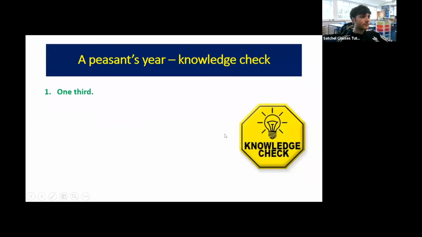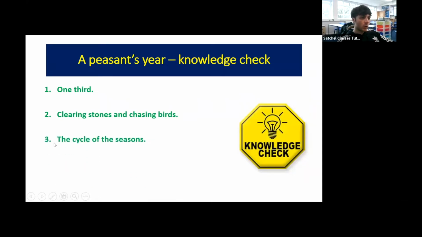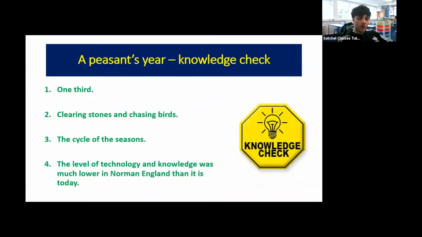So here we go. Question 1, it was about 1/3 of children that would die in infancy in the Norman times among the peasants. Question 2, the kind of work that peasant children would do was mainly clearing stones and chasing the birds away so that the tools didn't break and the seeds didn't get stolen. Question 3, the main thing affecting the cycles of their work was the cycle of the seasons. And question 4, the reason for the seasons being so powerful for them was that the level of technology and knowledge in Norman England was much, much lower than it is today.